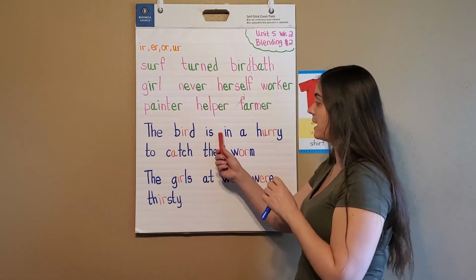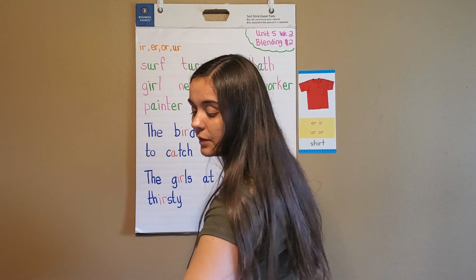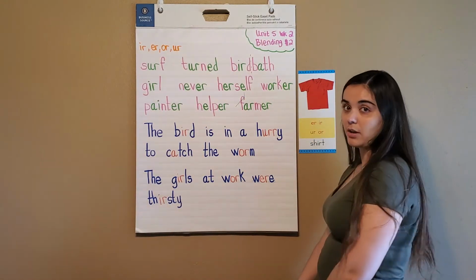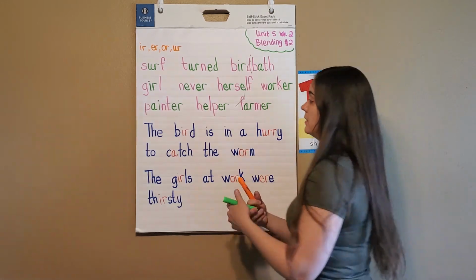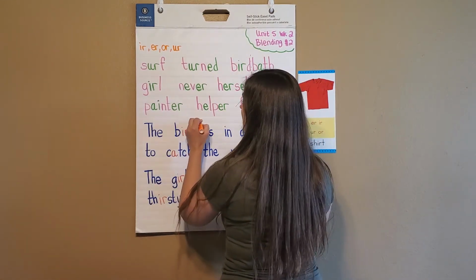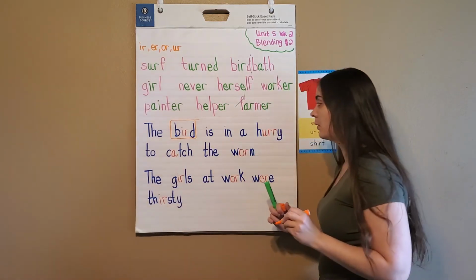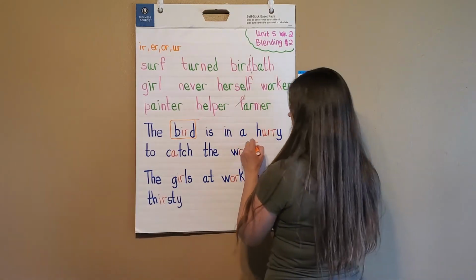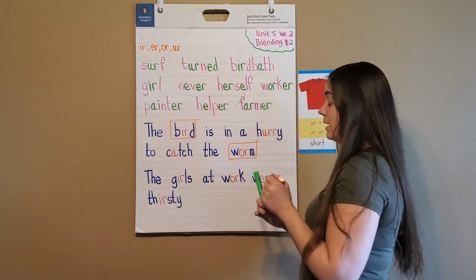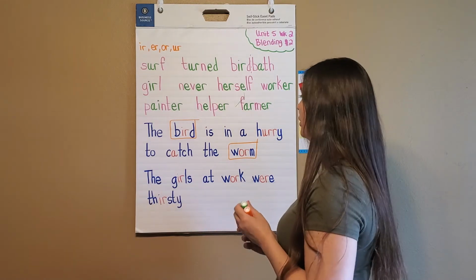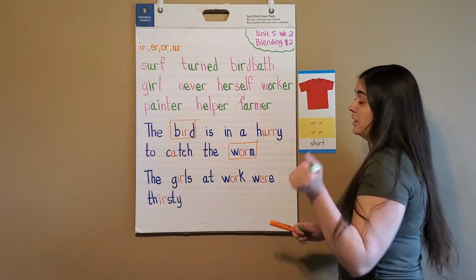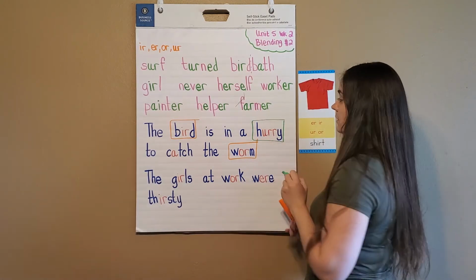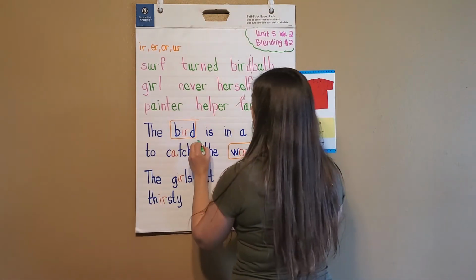Thank you so much. So let's go back up to sentence 1 and let's talk about nouns and verbs. If you think you know one of the nouns, go ahead and shout it out. Bird. Excellent. Bird is a noun. It is a thing. What else? Worm. Worm is also a noun. It is something you could touch, but you might not want to. And what about our verbs? Hurry. And catch.